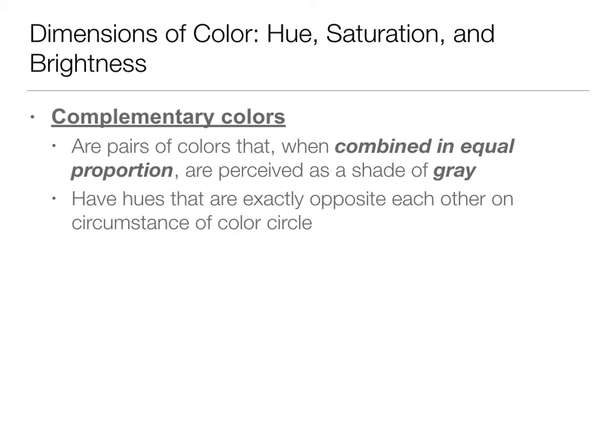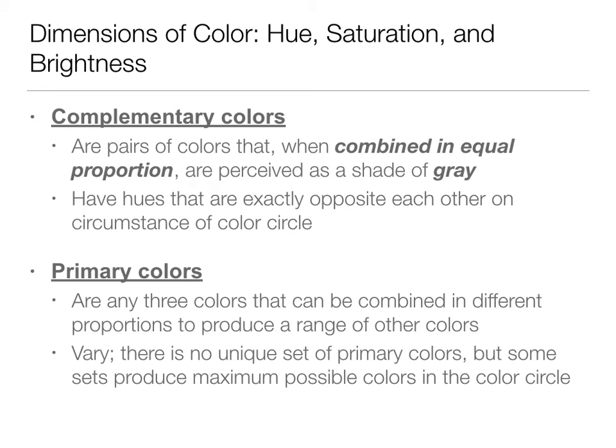Okay, so complementary colors. Again, this is some back to our elementary school art classes. These are those pairs of color that when combined in equal proportion are perceived as a shade of gray. These also have hues that are exact opposites of each other on the circumference of the color circle.